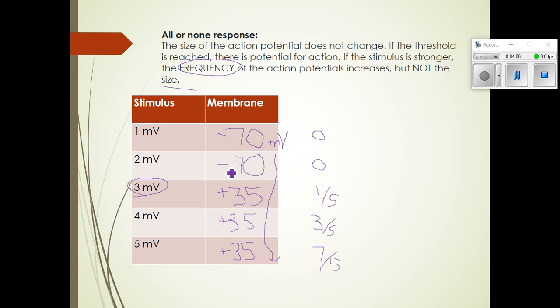So we're not changing how big the action potential is, we're changing how many action potentials there are. So the way that your nervous system detects the strength of a stimulus isn't by how big each individual nerve impulse is, it's how many nerve impulses there are over a period of time.